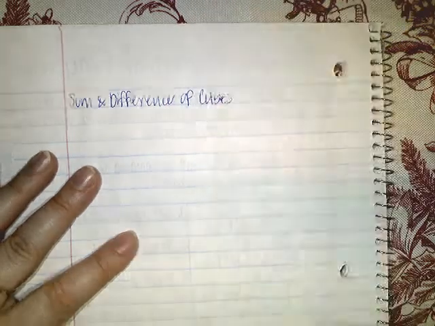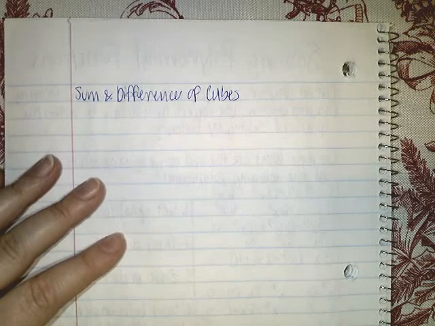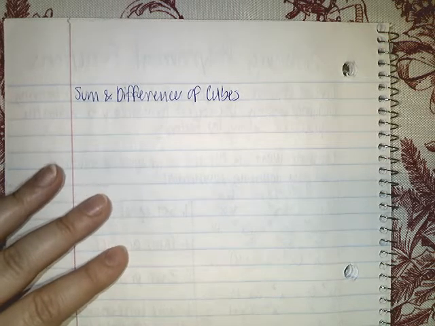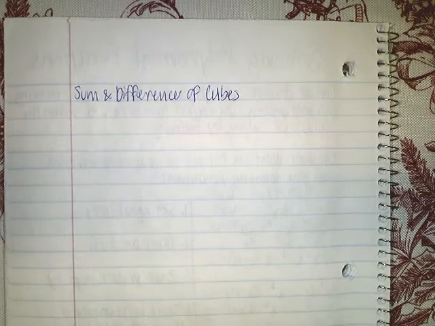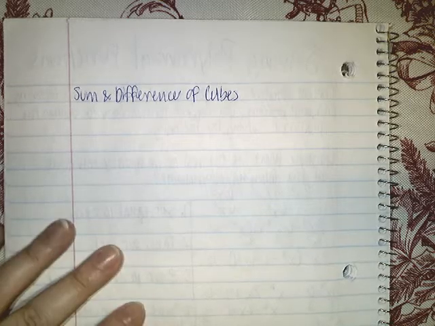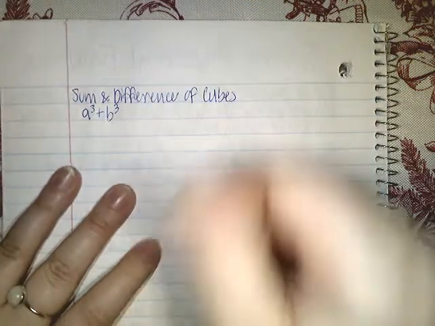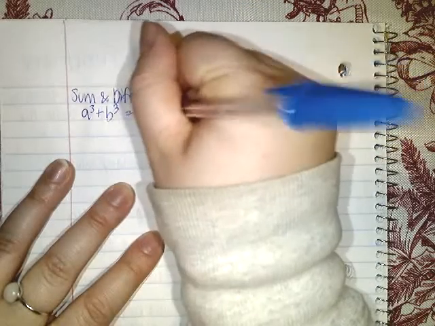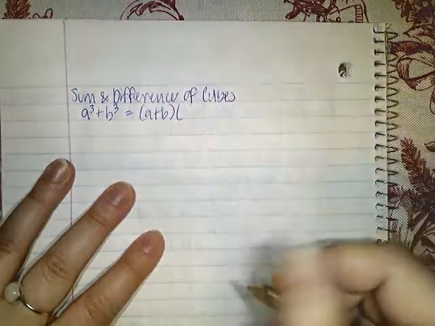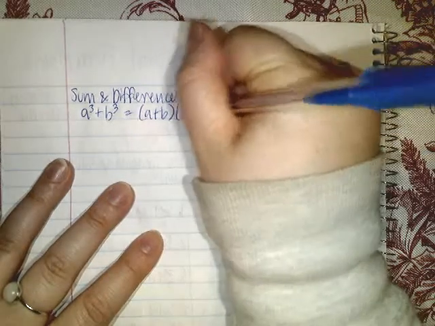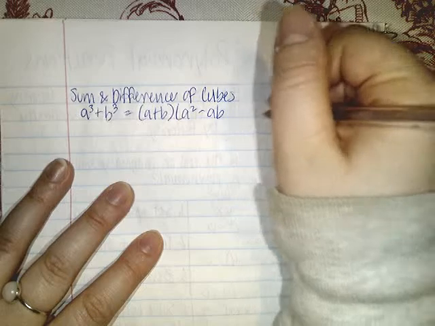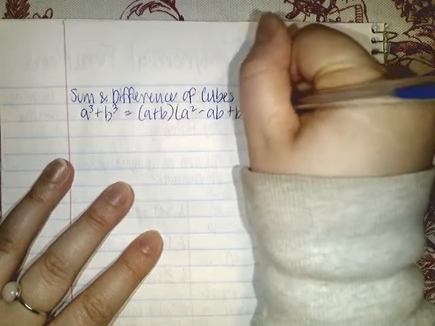So we know the difference of squares: (a plus b)(a minus b) equals a squared minus b squared, or a squared minus b squared equals (a plus b)(a minus b). But the difference of cubes, or sum of cubes, we'll start there. So we have a cubed plus b cubed. And that ends up factoring to (a plus b) times (a squared minus ab plus b squared).